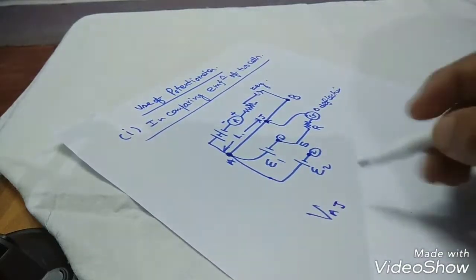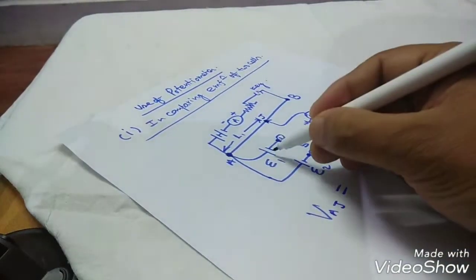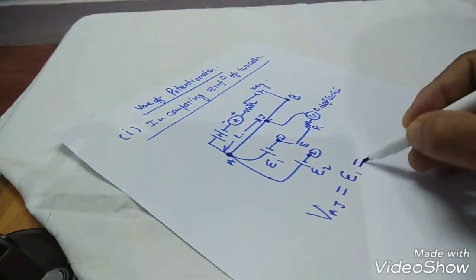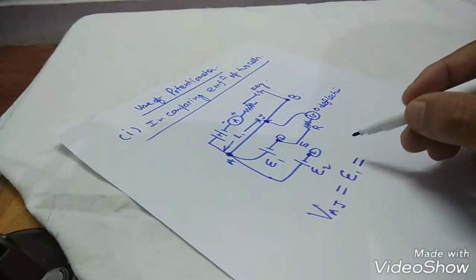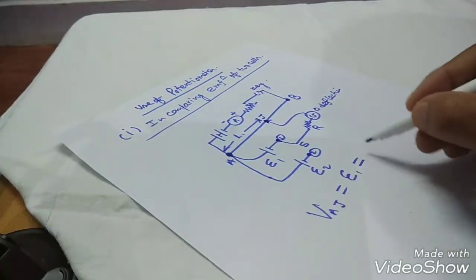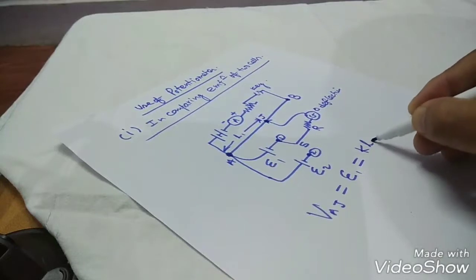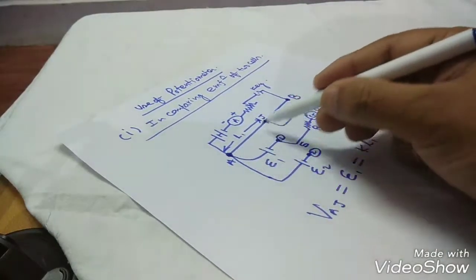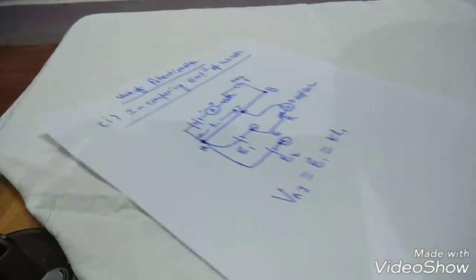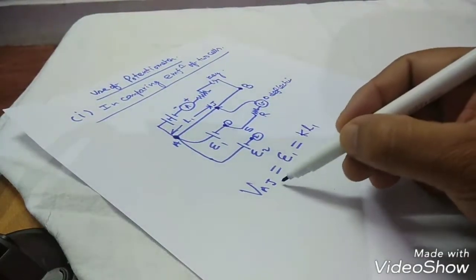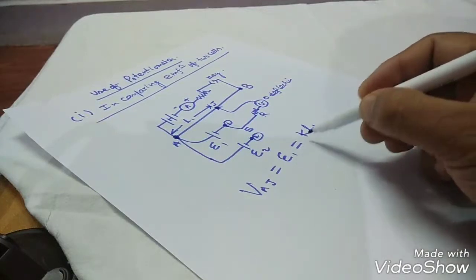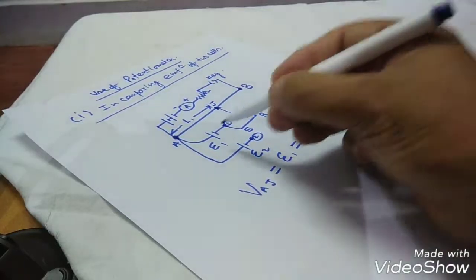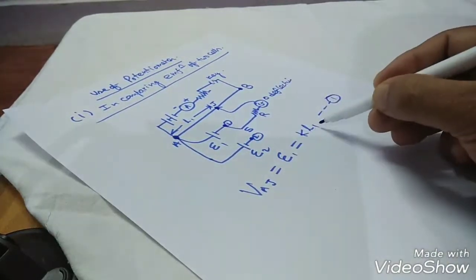VAJ will be equal to the EMF of this cell. As per the principle of the potentiometer we know that VAJ is equal to KL1. K is the potential gradient, that is, the potential drop per unit length of this potentiometer wire. We have already studied this. So VAJ is equal to E1 is equal to KL1. This is equation 1. The EMF of this cell is KL1.